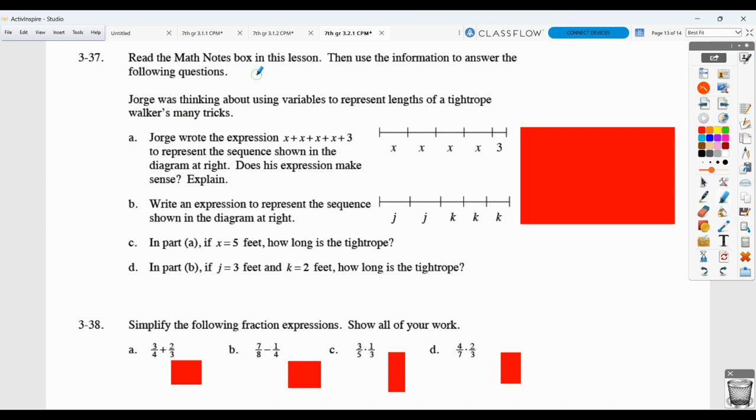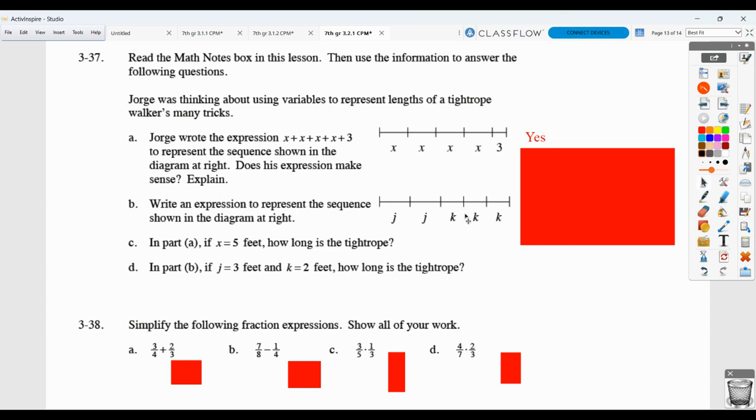Again, we talked about the math notes. You may want to reread these, but we want you to look at the way they have shown the tightrope here, and to think about how you could represent the lengths of the tightropes based on what they're giving you. So Jorge wrote this expression, x plus x plus x plus x plus 3. Does that make sense? Yes, it should make sense. Now your explanation might be, we're adding together values that are all the same, calling them x, we don't know their values, and then we're adding 3 units at the end.